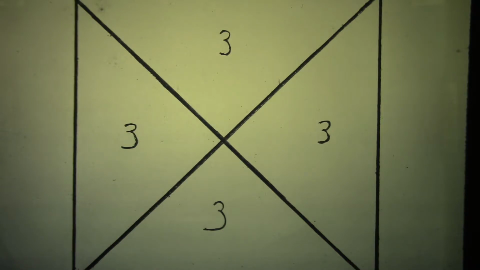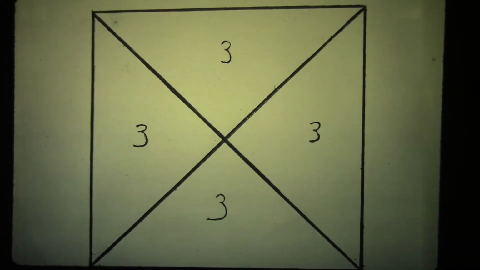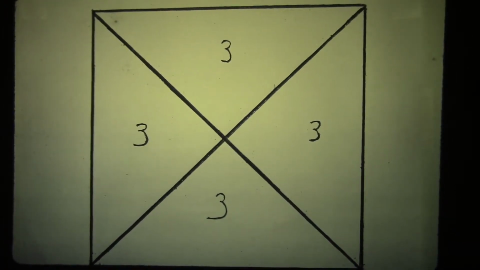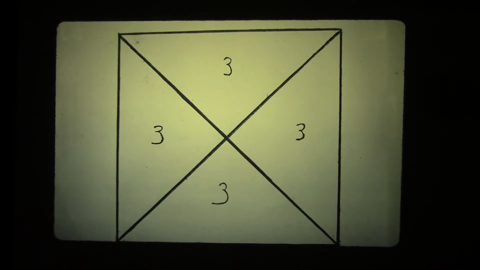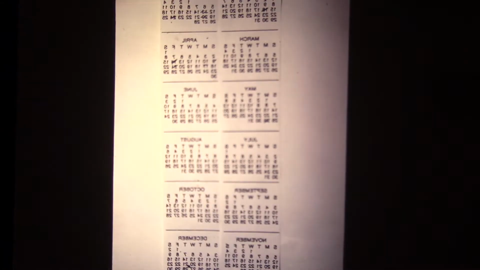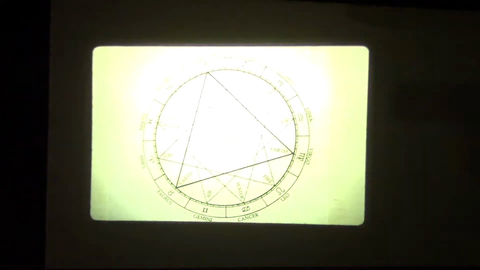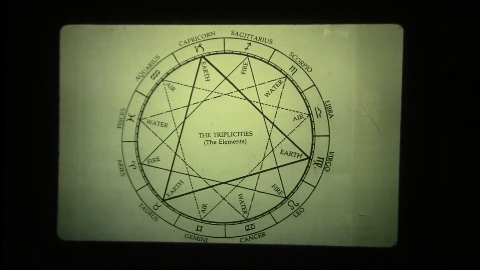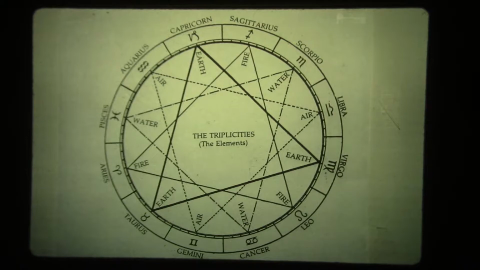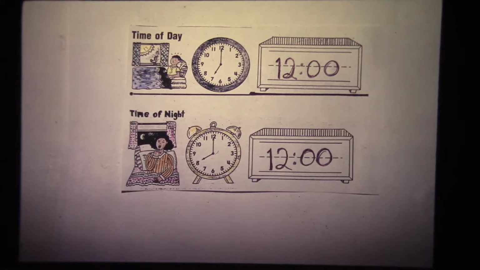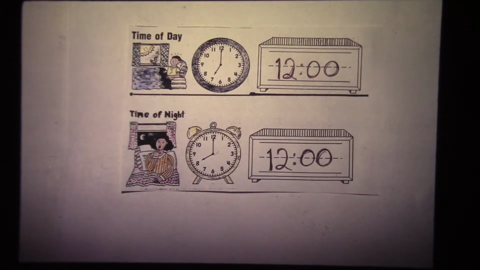If we look down on the pyramid from above, we will notice that there are 4 triangles. If we take each triangle as representing the number 3 and add each one, we come to number 12. We have 12 months in a year, 12 signs in the zodiac. There are 12 hours in a day and 12 hours in a night.